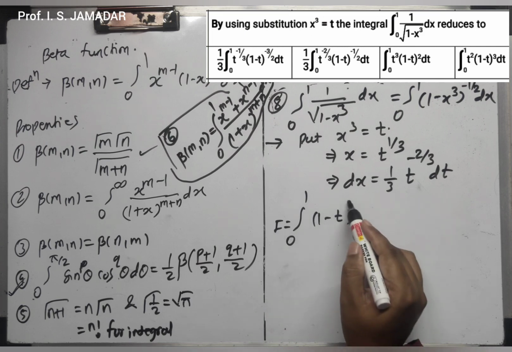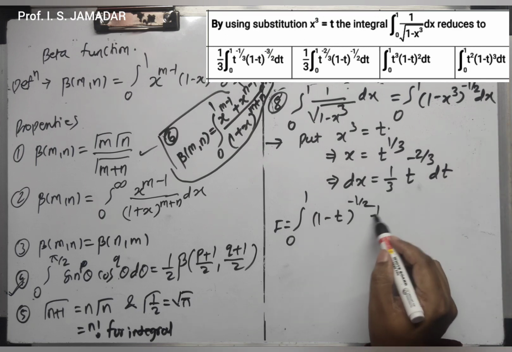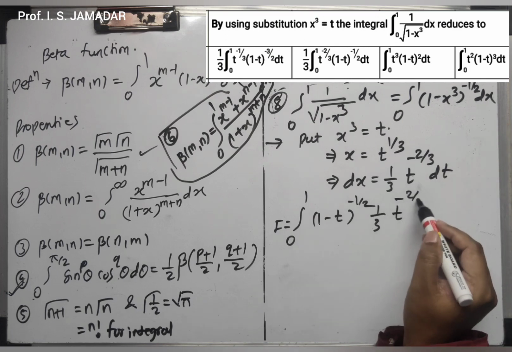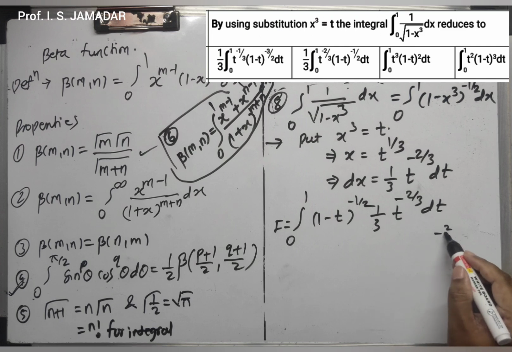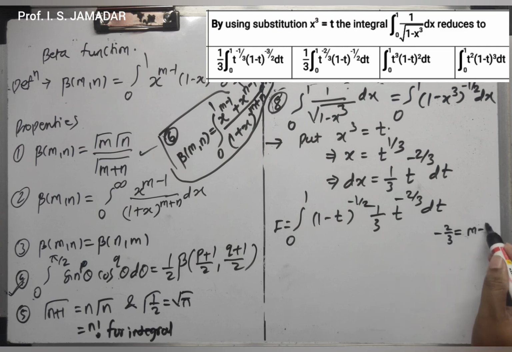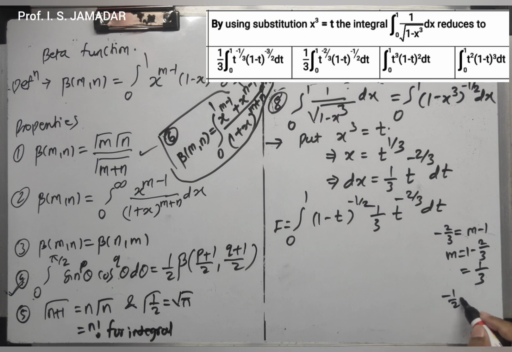So the integral I will be equal to integration 0 to 1 of (1 minus t) raised to minus 1 upon 2 times dx. What is dx? 1 upon 3 t raised to minus 2 upon 3 dt. So 1 upon 3 we take outside, and this t raised to minus 2 by 3 we have to write as m minus 1. So m will be equal to 1 minus 2 by 3, that is 1 upon 3, and this minus 1 by 2 we have to write as n minus 1. So n will be equal to 1 minus 1 by 2, that is 1 upon 2.